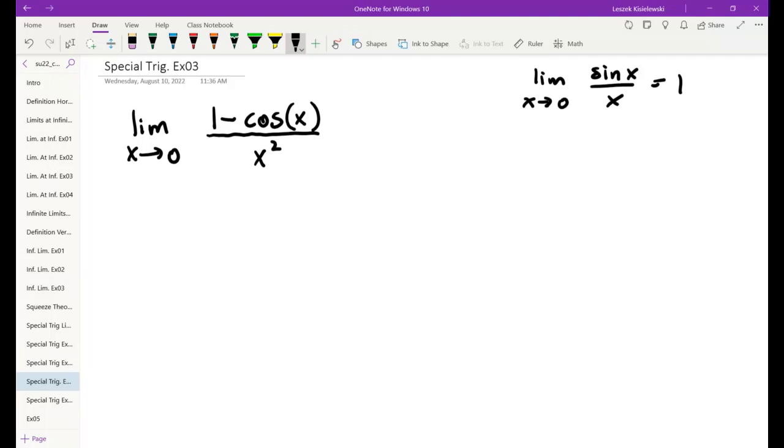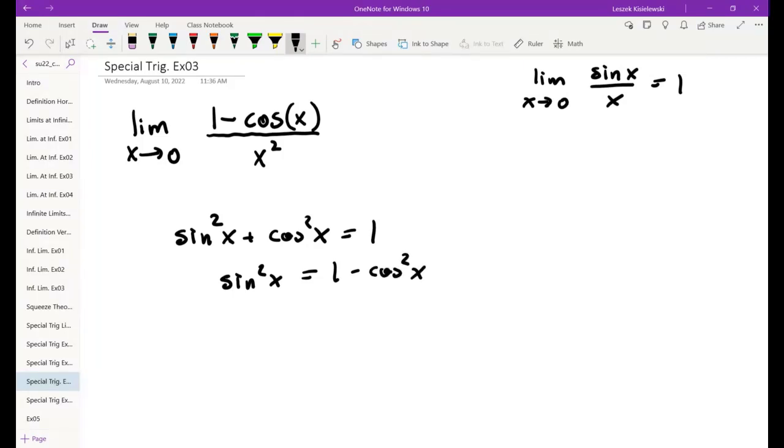But okay, here's a hint. So you all know this trig identity, the so-called Pythagorean trig identity, right? So rearranging this by subtracting cosine squared over to the other side. Do you know how to factor 1 minus cosine squared?